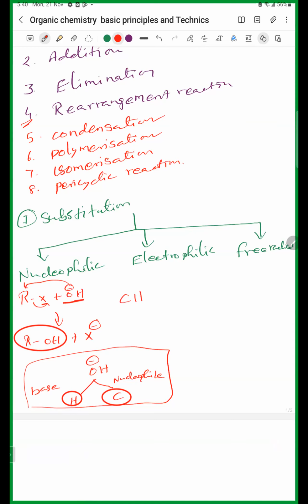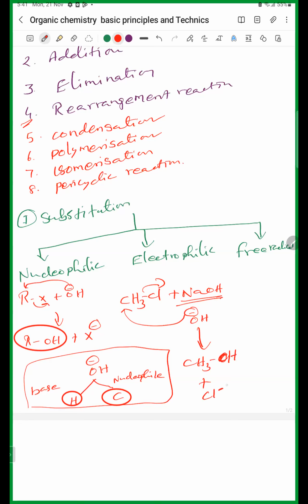So I am writing CH3Cl. You are treating it with NaOH. Generally the Na leaves from the NaOH and you get OH minus. This OH minus attacks, Cl leaves, and it gives CH3OH plus Cl minus. You tell me what is the difference? So this OH is forming a bond with carbon.